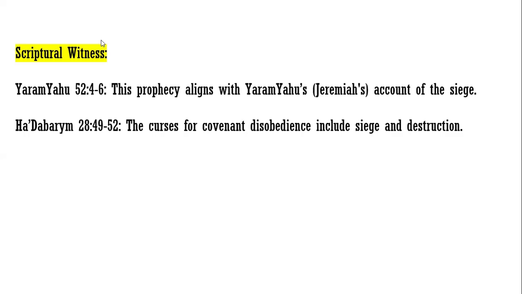So then, for reading, we realize the curses for the covenant disobedience include siege and destruction. None of us want to experience that anymore because there's nothing new. It's like a recurring decimal. Every time his people as a nation are disobedient, we see where other nations take over our possessions.